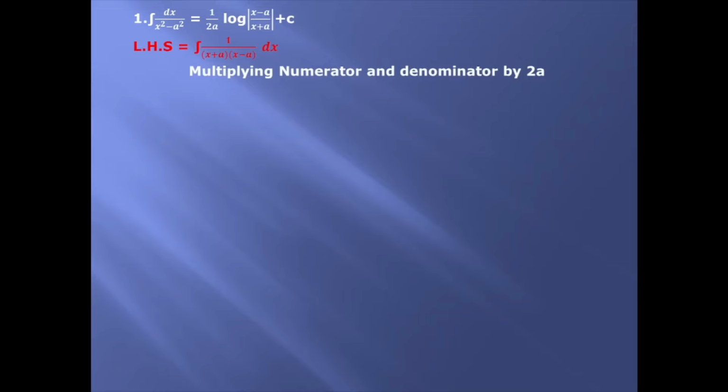So here our left hand side, LHS, is integral 1 by x plus a into x minus a dx, as x square minus a square can be written as x plus a into x minus a. Then multiplying numerator and denominator by 2a. Since 2a is constant, the denominator part 1 by 2a can be written outside the integral, and we have 2a by x plus a into x minus a dx.